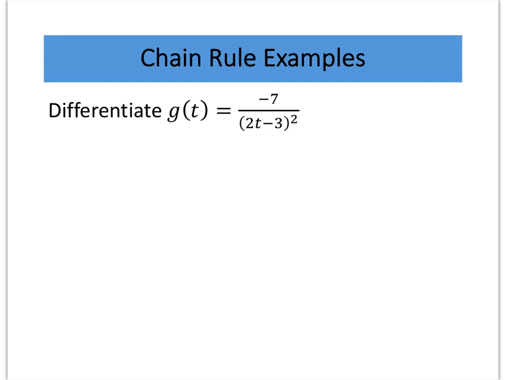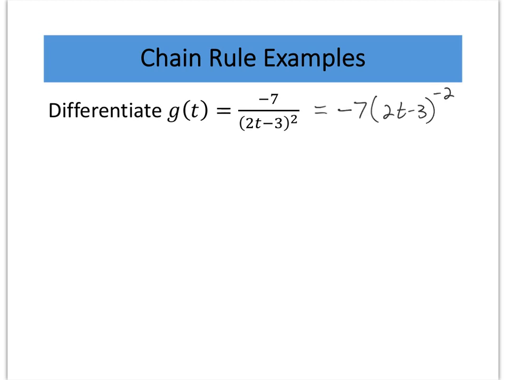All right, so we're going to go into just some practice a little bit more. I'm going to show you a few examples that come from our class textbook. Before I even begin, I want to spend some time just recognizing that this is an easier problem than it looks like. I don't actually need the quotient rule because I can rewrite this as negative 7 times (2t minus 3) to the power of negative 2 using my negative exponent rules.